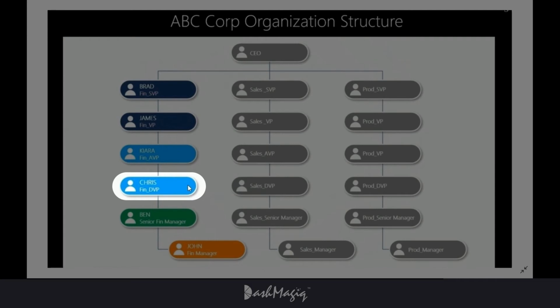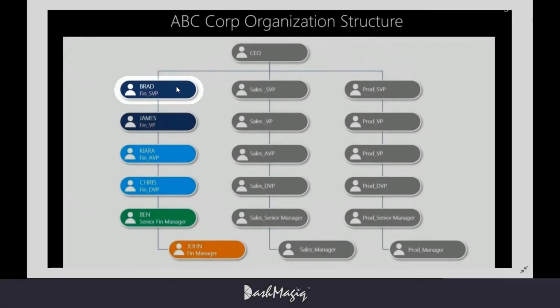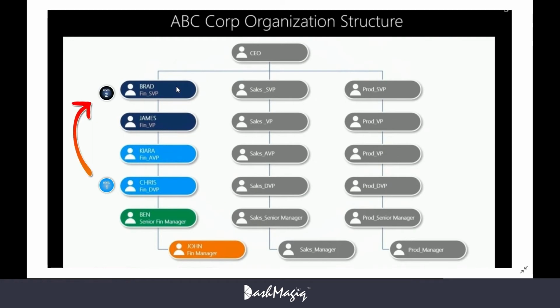Chris approves the incident and submits his investigation report. The workflow task is then routed to Brad, the department head, for final review and approval. DashMagiq is capable of using multi-level workflows, and in this demo, we have used a two-level workflow scenario. In this scenario, the first level task is getting assigned to the manager, and the second level is getting assigned to the department head. Now let's see the demo to understand how DashMagiq works in this scenario.